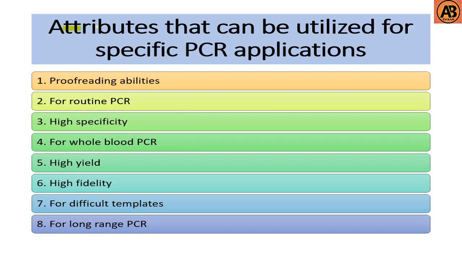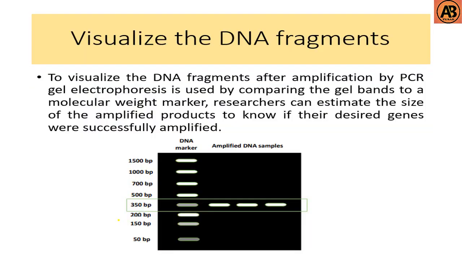Then there are some attributes that can be utilized for specific PCR applications, and the attributes are proofreading abilities, routine PCR, high specificity, whole blood PCR, high yield, high fidelity, difficult templates for long range PCR, etc. So these are the attributes for PCR application.